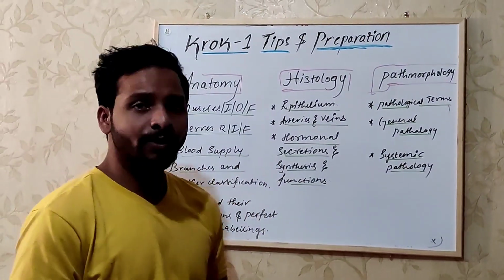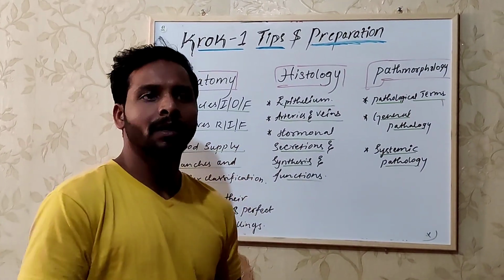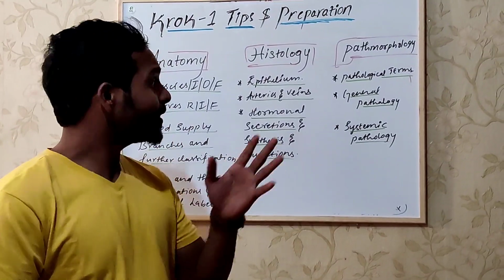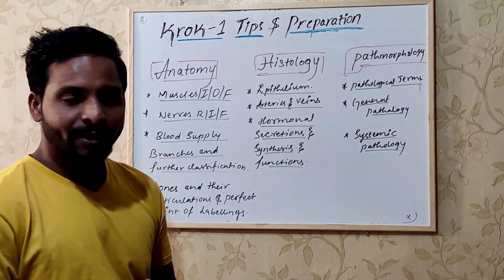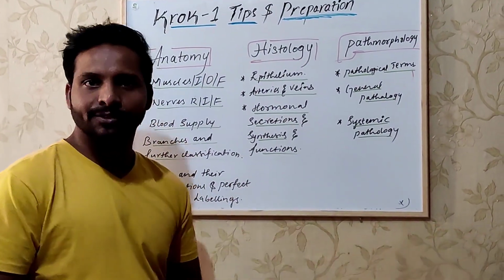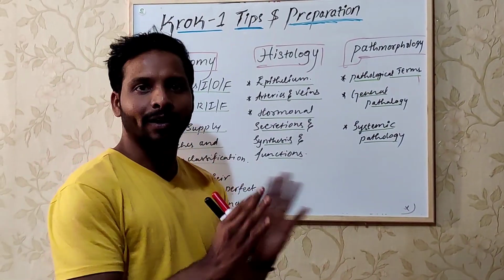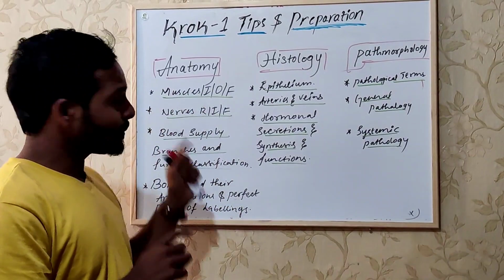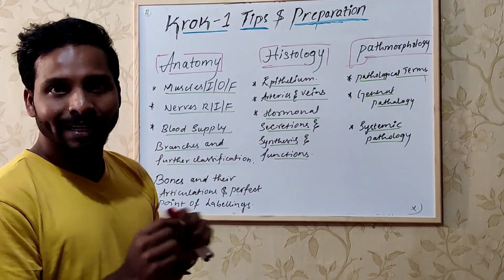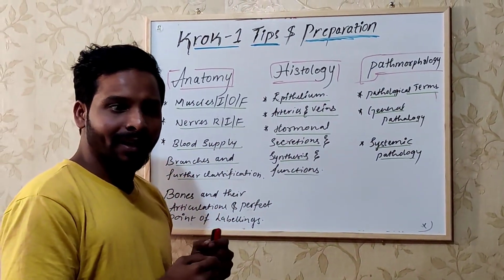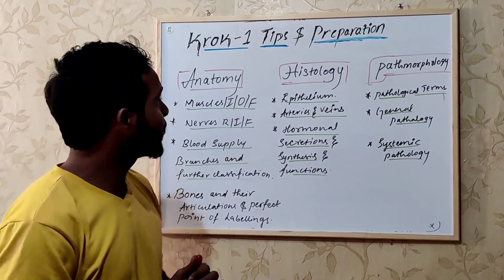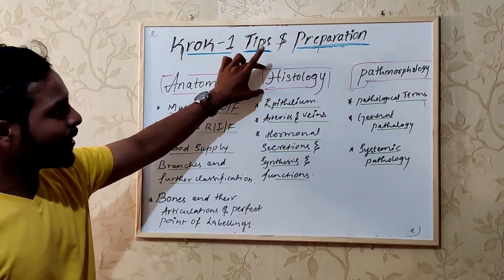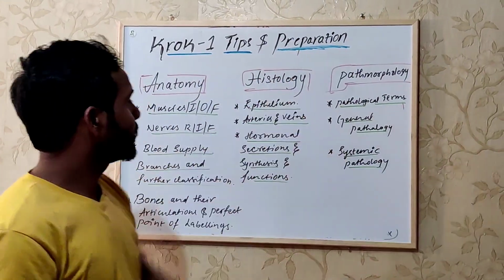So now we are going to discuss the same KROK-1 tips and its preparation, but with different subjects. Like last time we discussed biochemistry, physiology and so on, and how to correlate the subjects. Now we will be discussing the subjects which have to be correlated to each other, subject-wise, structural-wise and functional-wise. So let's discuss anatomy, histology and pathomorphology.